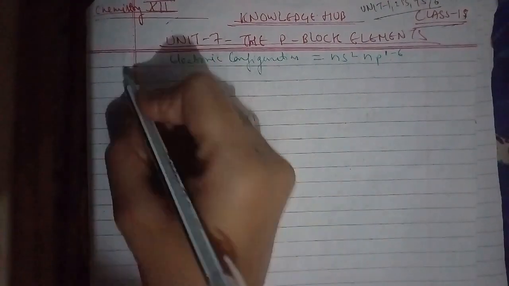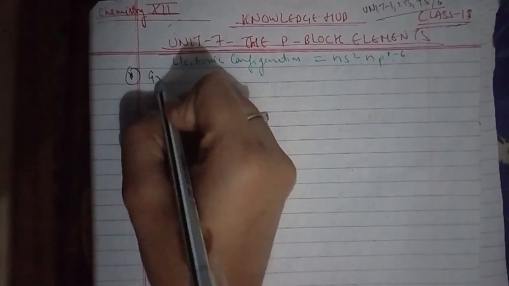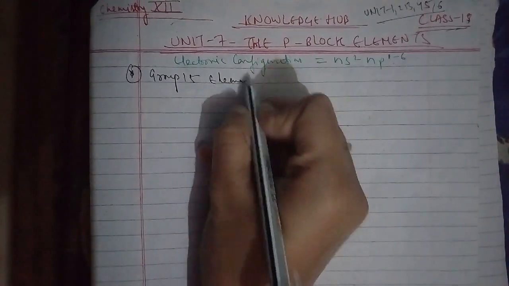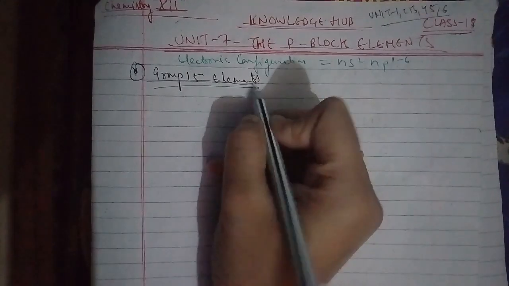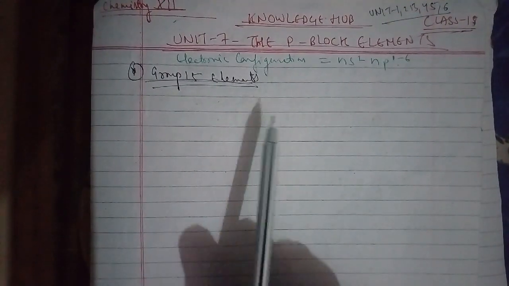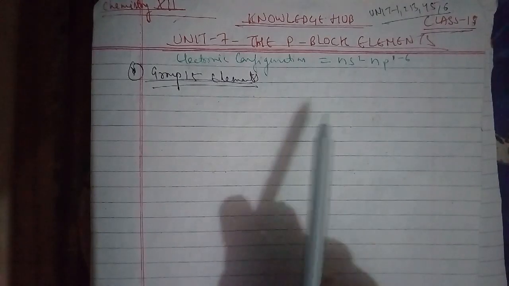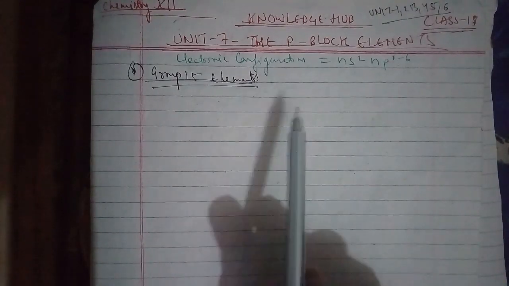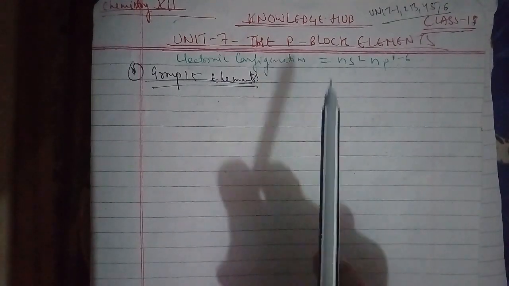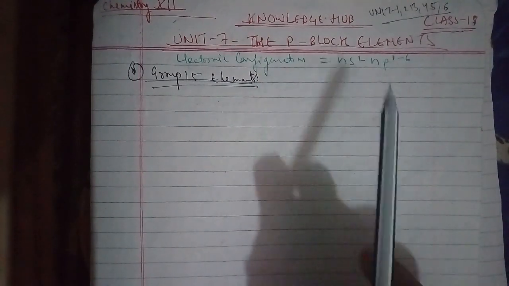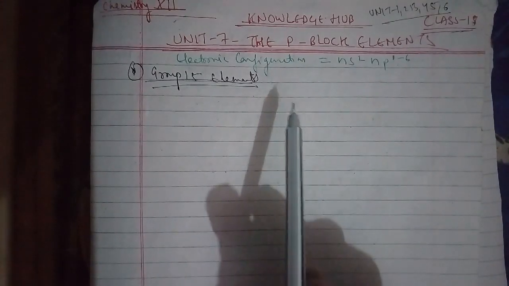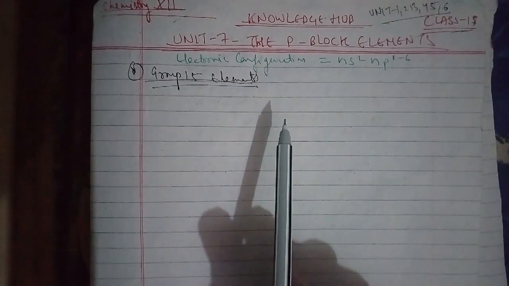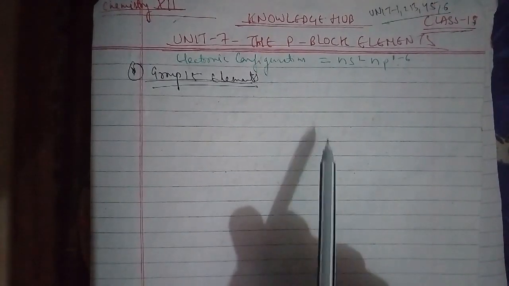Group 15 includes nitrogen, phosphorus, arsenic, antimony and bismuth. As we go down the group, there is a shift from non-metallic to metallic through metalloid character. Nitrogen and phosphorus are non-metals, arsenic and antimony are metalloids, and bismuth is a typical metal here. Now we'll talk about the occurrence, how the group 15 elements occur here.